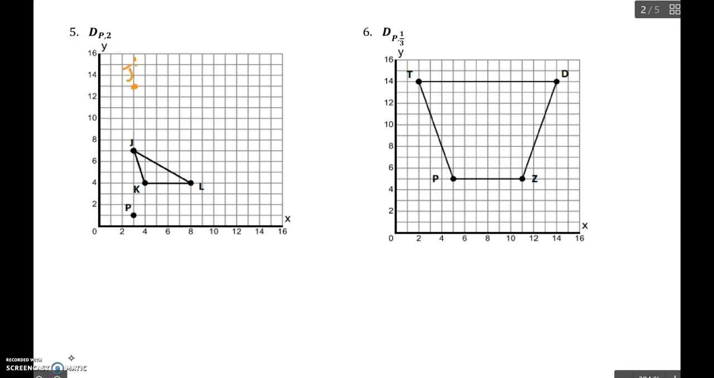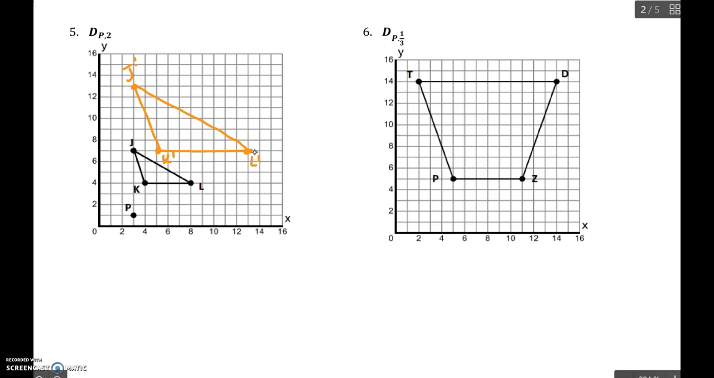Same thing for K. Go up 2, 3, and right 1. If you go up 2, 3, and right 1 again, you'll have K prime. And for L, if you go up 2, 3, 1, 2, 3, 4, 5, up 2, 3, 1, 2, 3, 4, 5, and you'll have your L prime. And then we have our triangle. Now sometimes, a lot of times, it will say state the coordinates. Make sure you do if they ask you to.